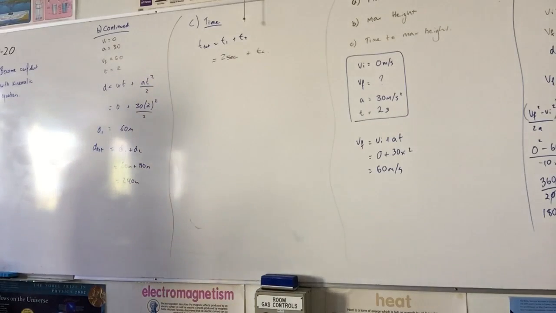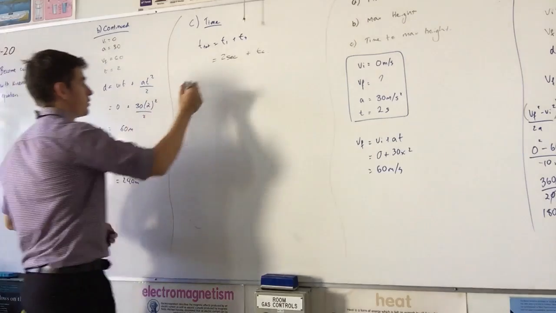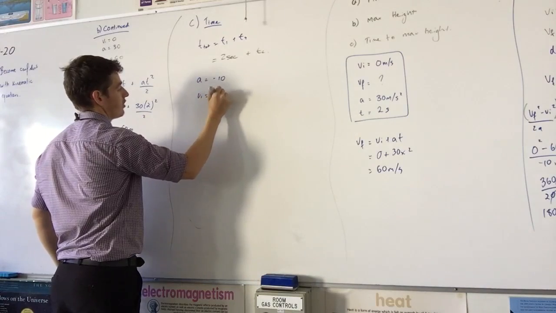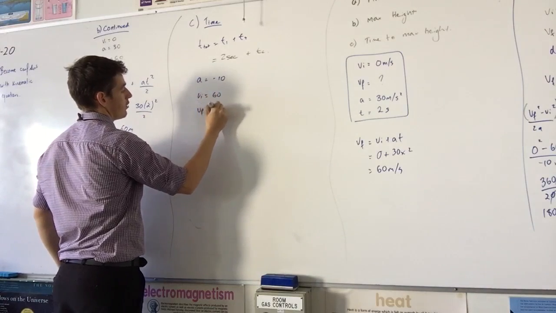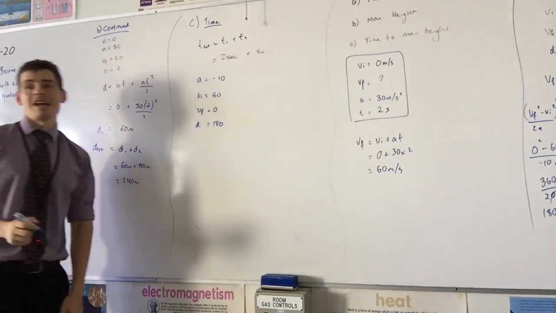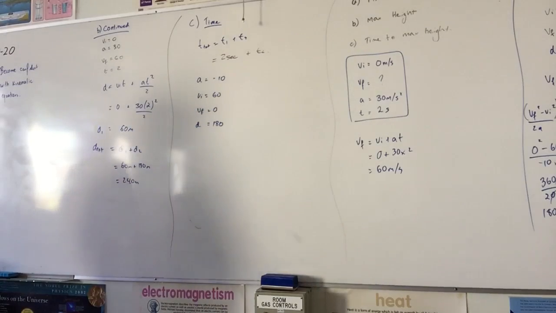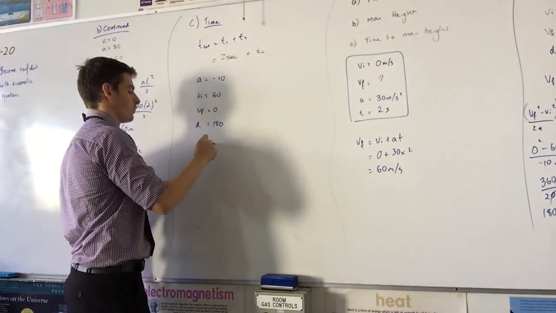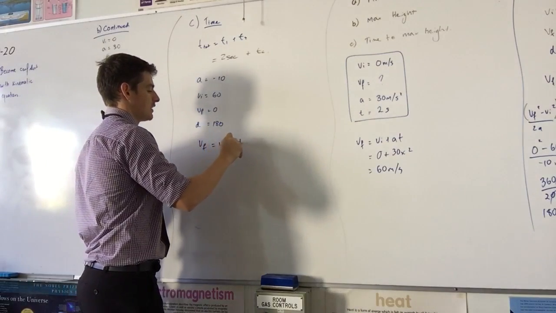2 seconds, very good. So we need to find T2. How do we find T2? Well, we can use anything because we know that A equals negative 10. We know that VI equals 60. We know VF equals 0. We know that D equals 180. So we can use any equation. Which equation is by far the easiest? VF equals VI plus AT.